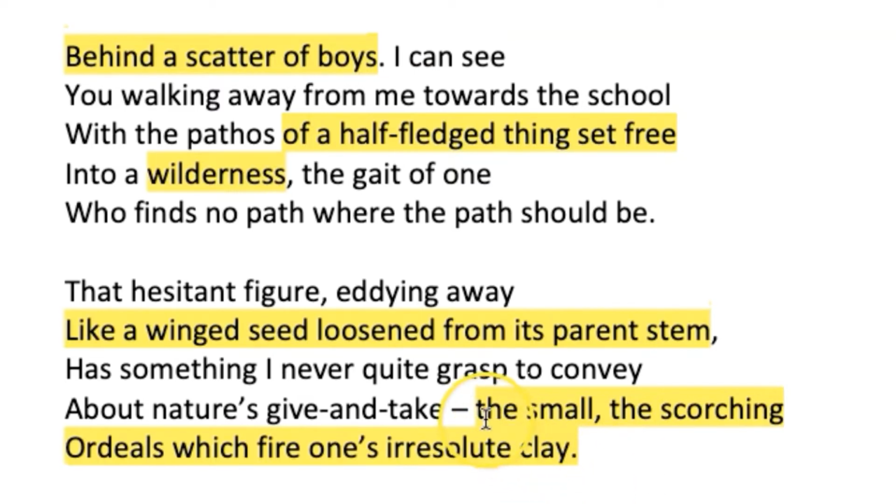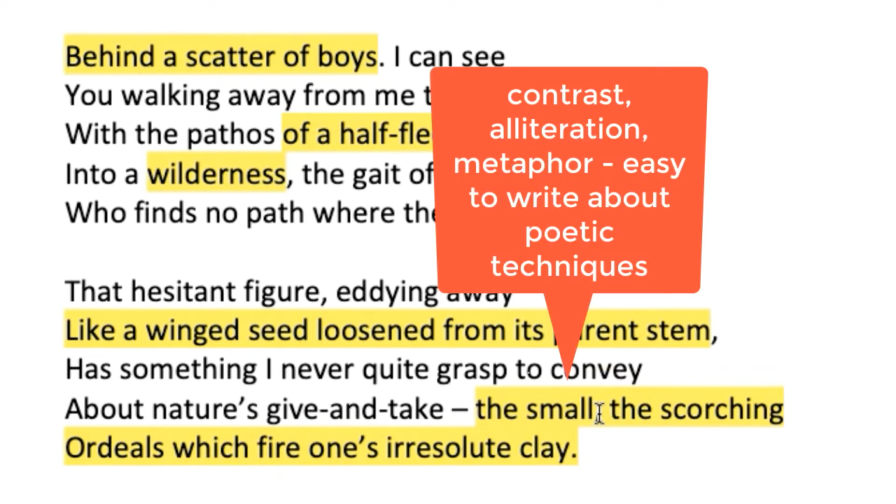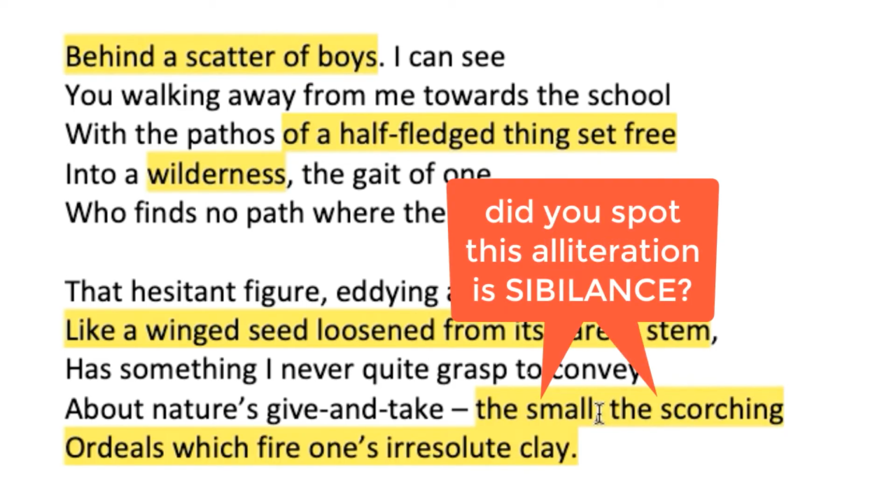Now I'm going to link that to these two amazing metaphors which finish the stanza. So first we have the small, the scorching ordeals. Now on the one hand, scorching suggests how painful this ordeal of losing his son is, but then the alliterative and contrasting small suggests that he knows his emotions are much bigger than the occasion demands. He knows that his son going away feels painful now, but in the future will just be seen as part of the natural process and won't be as painful at all. He'll learn to live with it.